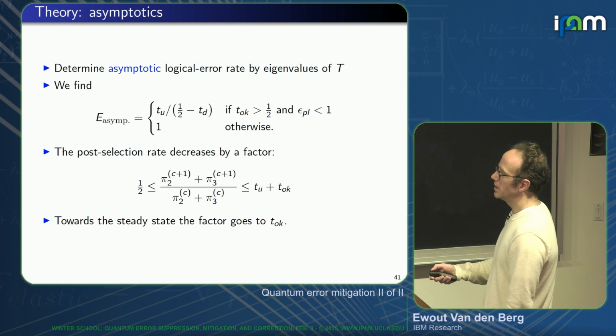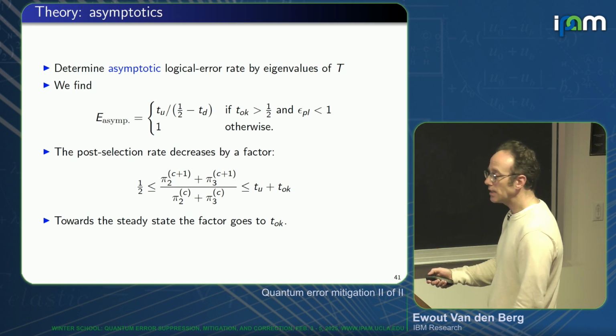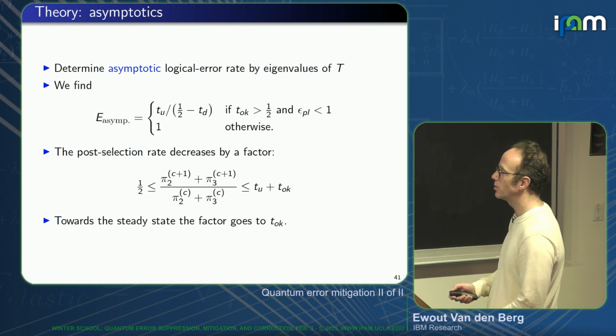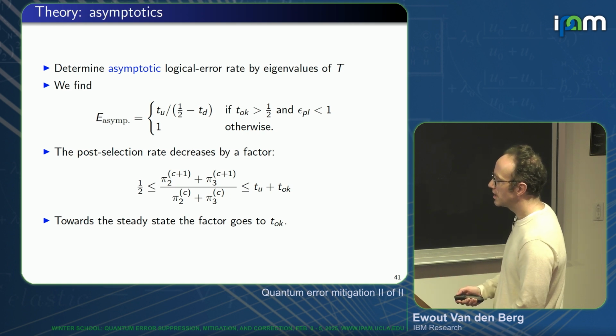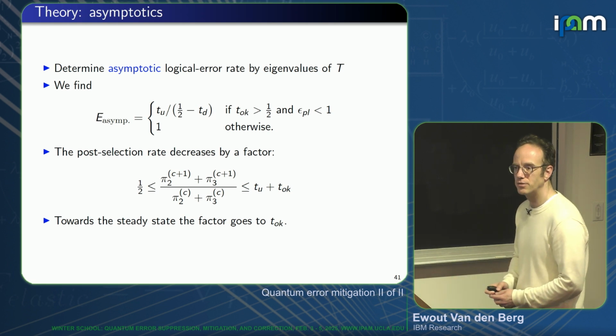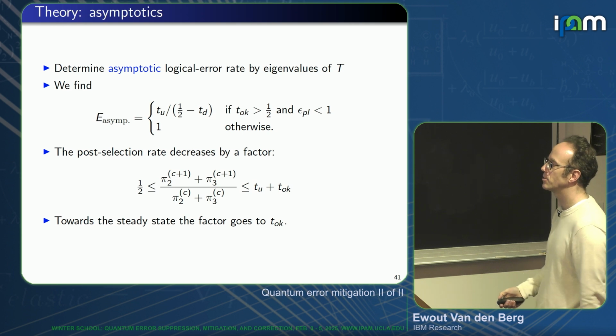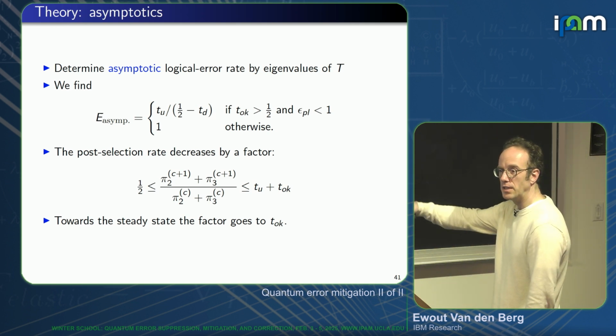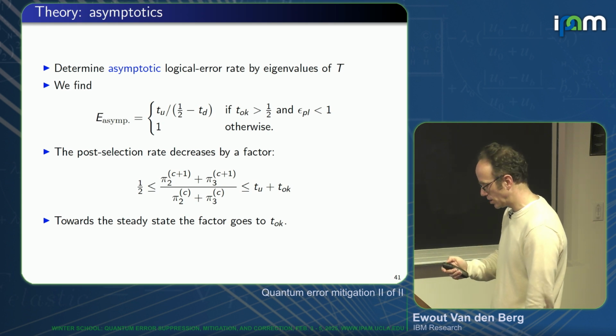The post-selection rate always decreases with every check, by a factor between a half and this TU plus TOK. And towards steady state, this rate will decrease by TOK. So if your gates to do the check are pretty good, that gives the overall rate of decrease of the post-selection rate.